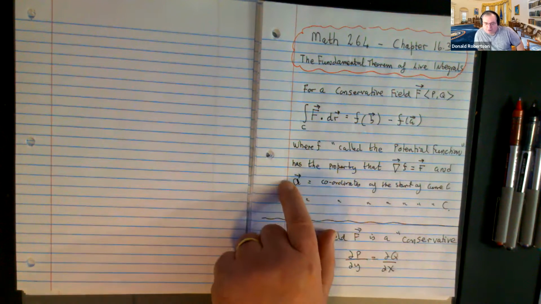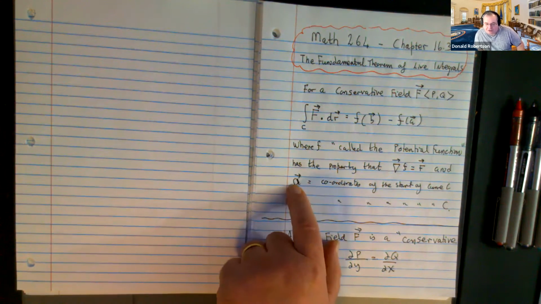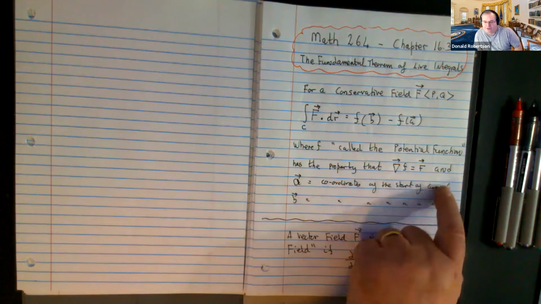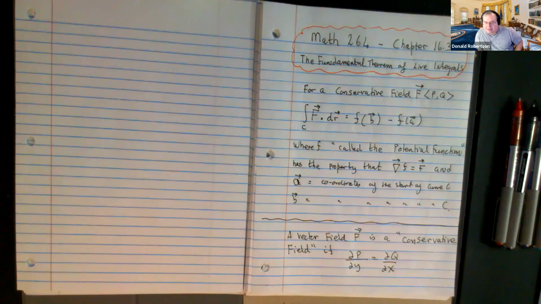And the guys I'm calling little a and little b, around what I called them last time, are essentially the position vectors. Okay, that means the coordinates of your start and your finish point. So finish, take away start. And that means then that as long as you're a conservative field, we don't care what route you take, we only care where you start and where you finish.